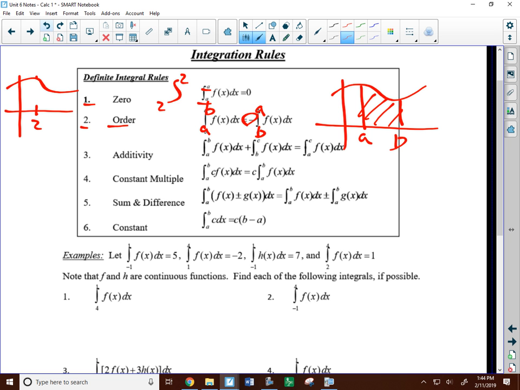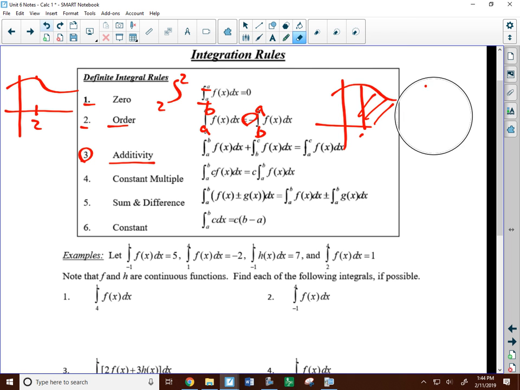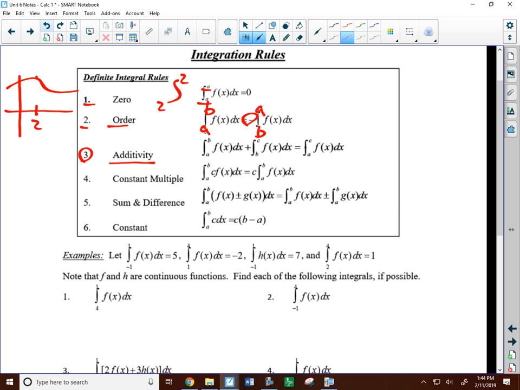Additivity. I'd say this is the best one. Probably the most important one. Additivity, it's pretty simple actually. And I'll make an illustration here before I even say what it is. So here's A, here's B, and here's C.